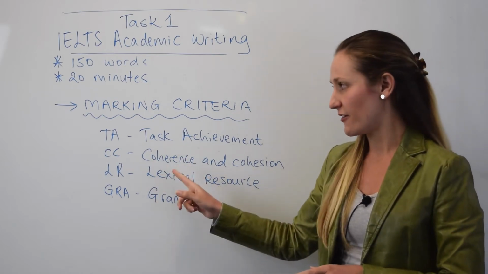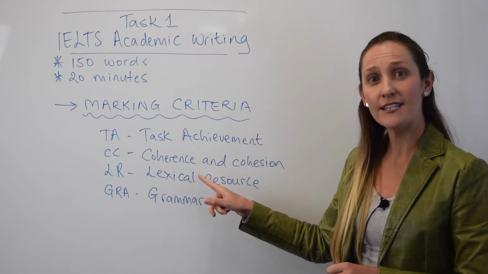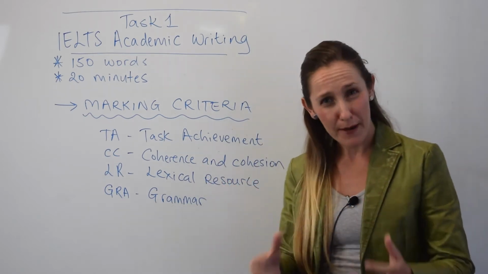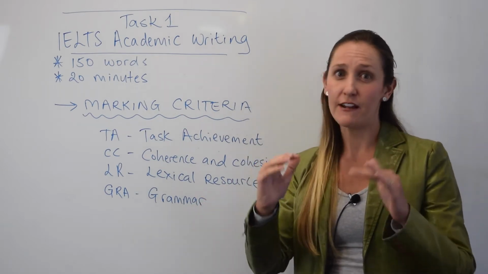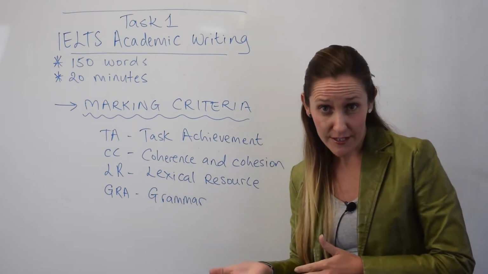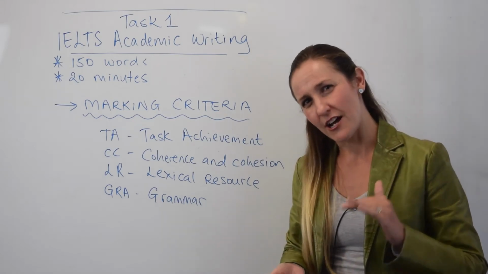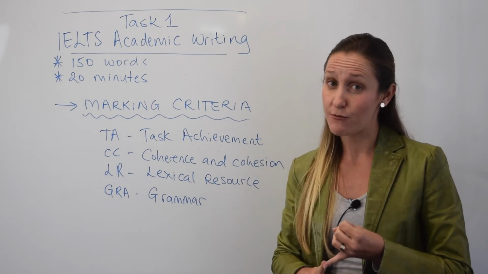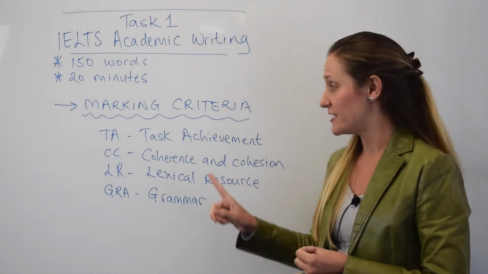The second criteria is called CC. This is talking about coherence and cohesion. These are big words, but basically what this criteria is looking at is the order of the information in your answer. Did you use paragraphs? Have you used linking words? Is it easy to understand what you're saying? It's very important that you practice writing in paragraphs and practice using academic linking words to get a high score in this criteria.